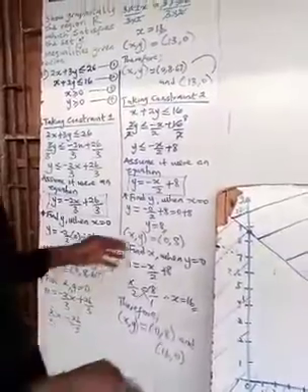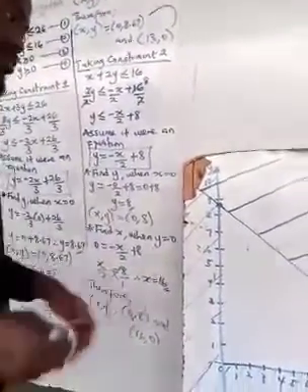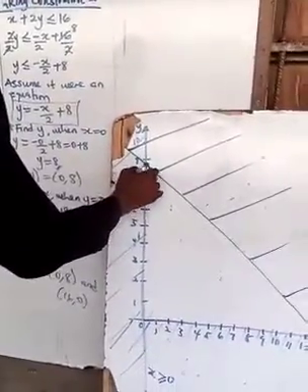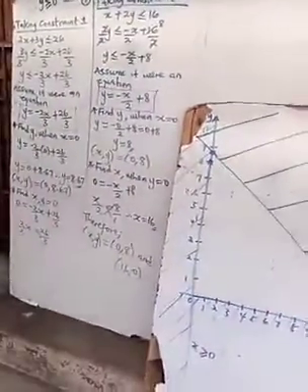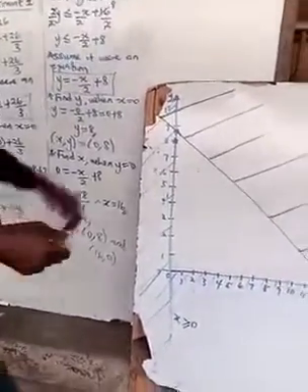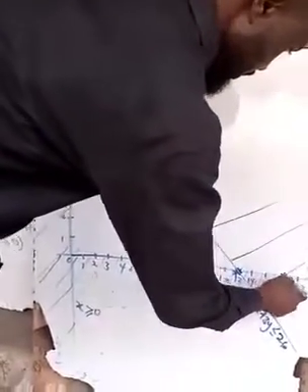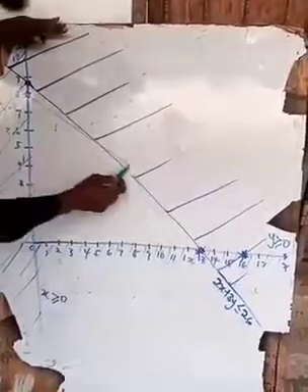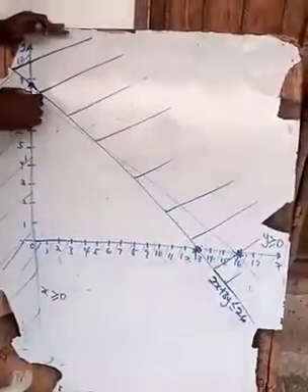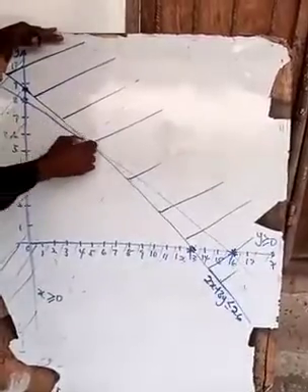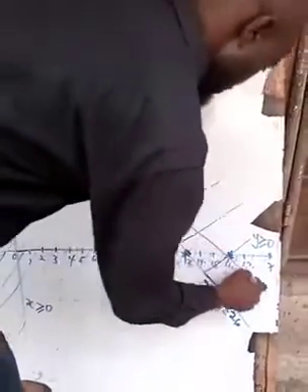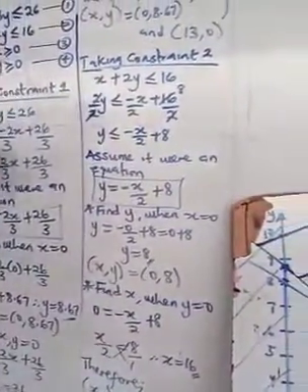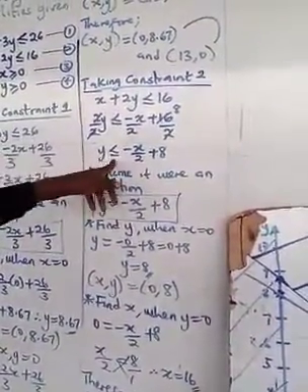Now for the second constraint, these are the coordinates. When x is 0, y is 8. So this is y equals to 8 for the second constraint. And when x is 16, y is 0. So this is x is 16. So you join this and that together. So this one too is less than or equals to. This is the second constraint. Less than or equals to.